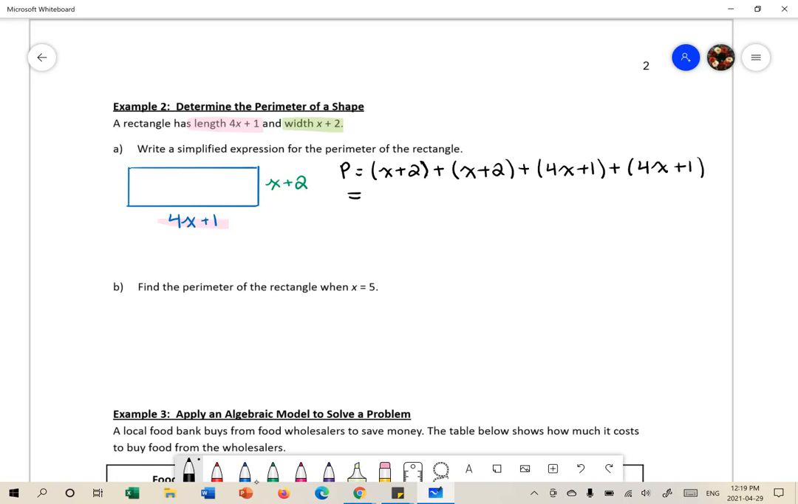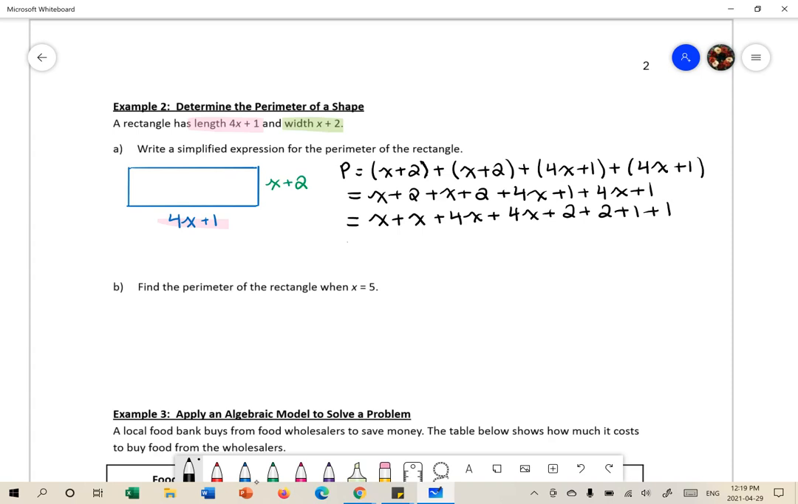Let's expand out of the brackets, and collect like terms. And then simplify like terms. Okay, so that's the simplified expression for the perimeter of the rectangle.